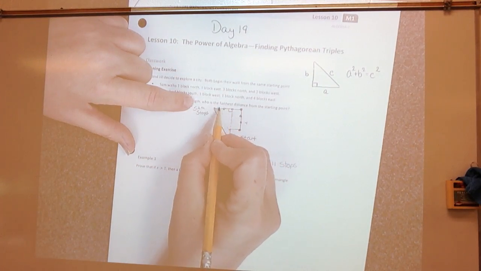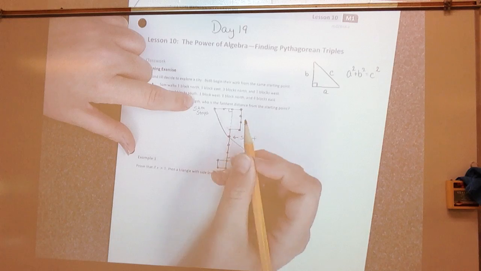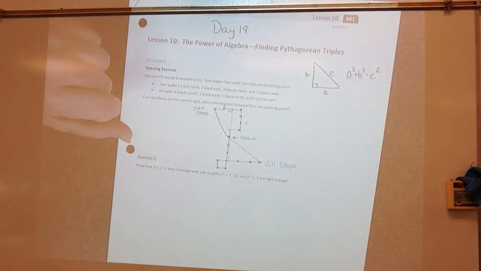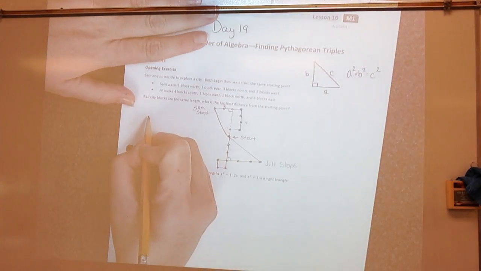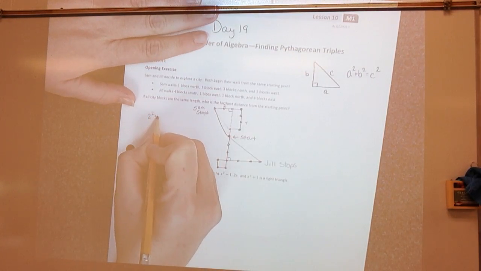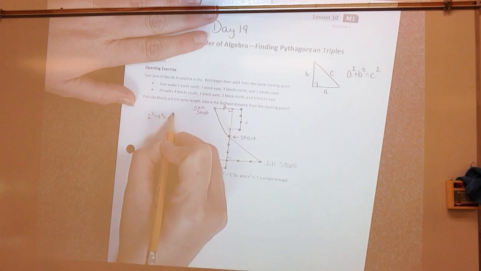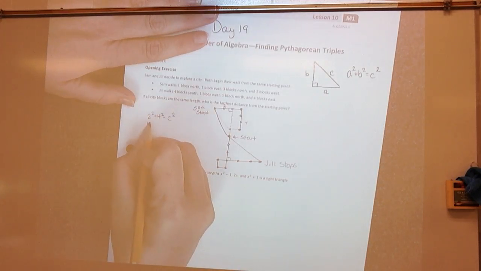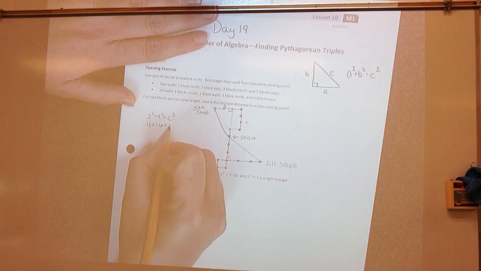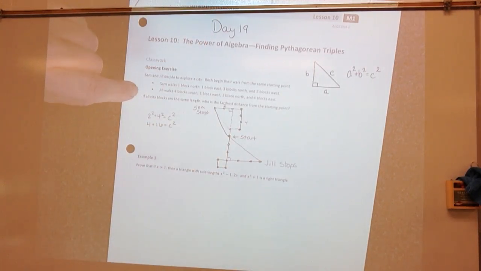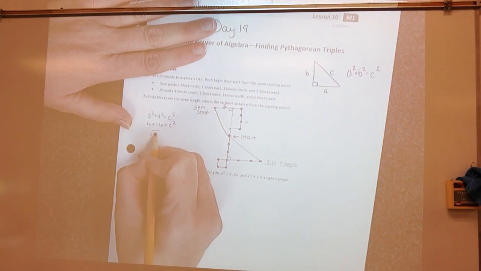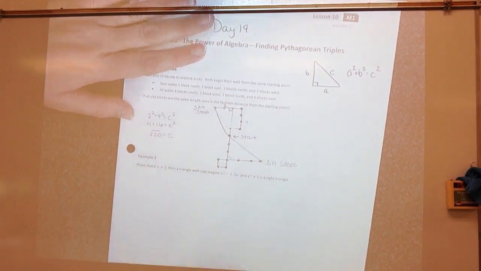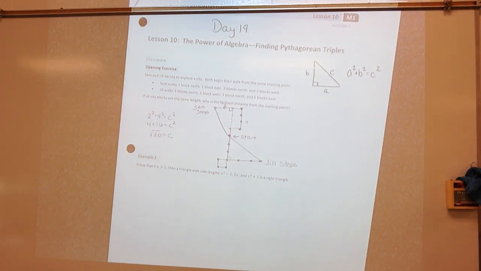And what is the length of this side? It is 2. That's my A and my B. So 2 squared plus 4 squared is equal to C squared. 4 plus 16 is equal to C squared. Guys, how do I solve for C? Take the square root of C squared and the square root of 20. So C is equal to the square root of 20. So that is the distance that Sam walked.